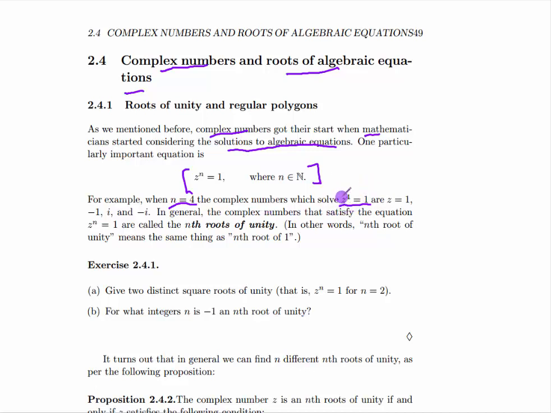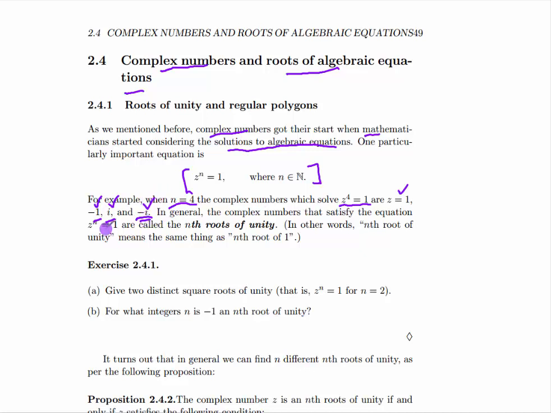Well, 1 to the 4th equals 1, so this one's okay. Now, if you think about it, minus 1 to the 4th is also 1, so that's okay. Think about it further, and i to the 4th equals 1. i times i is minus 1. Multiply again by i, you get minus i. Multiply again by i, you get 1. Okay? Similar for minus i. You can work that out yourself.